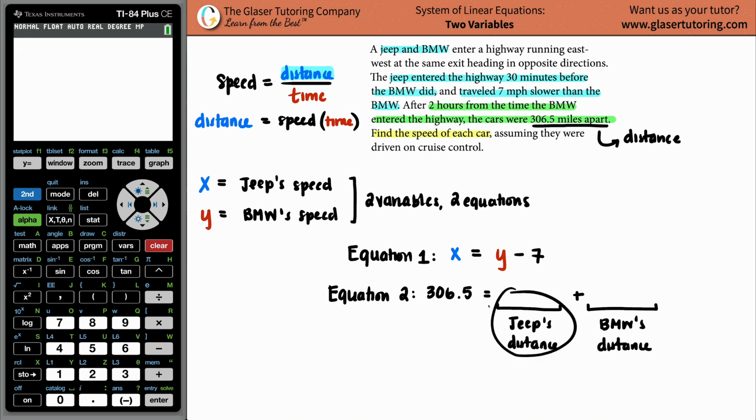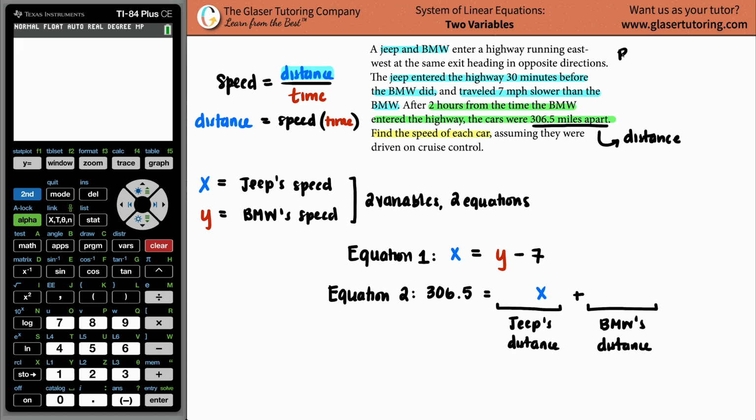So let's start off with the Jeep's, right? Now, Jeep has everything to do with X. So that's going to be the Jeep's speed. We're going to say that that's X. But now we want to times that X value by the time. Now let's see what it said about the Jeep, right? It said that the Jeep entered the highway 30 minutes before the BMW did. And the BMW has been on the road for 2 hours.